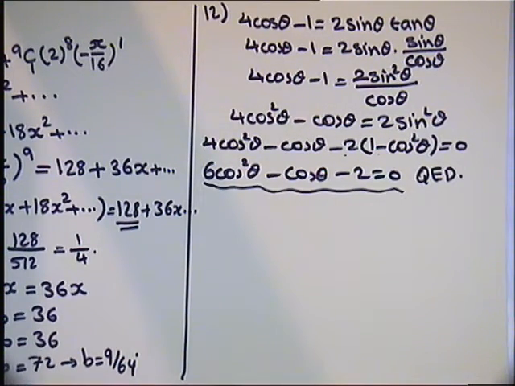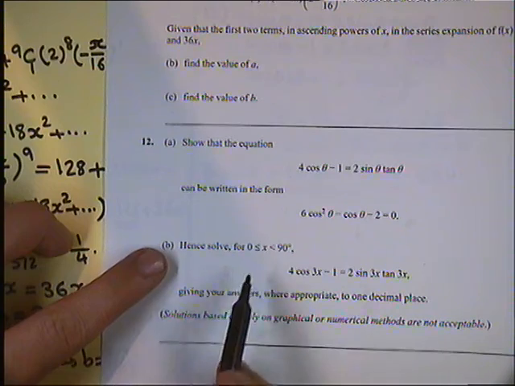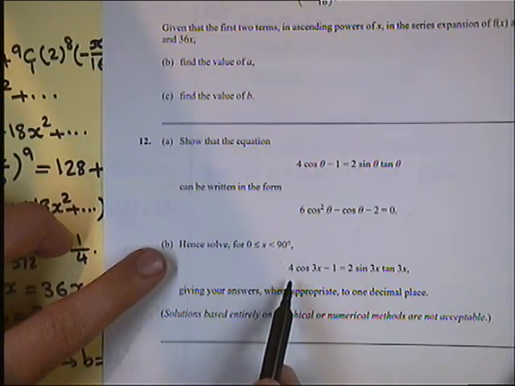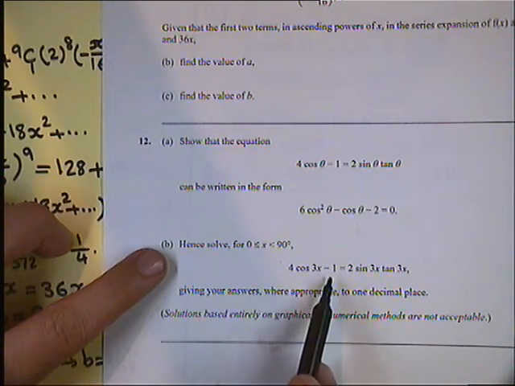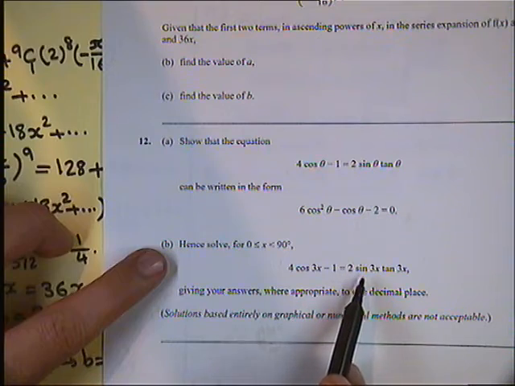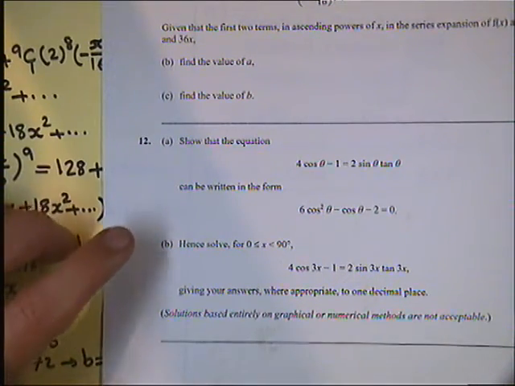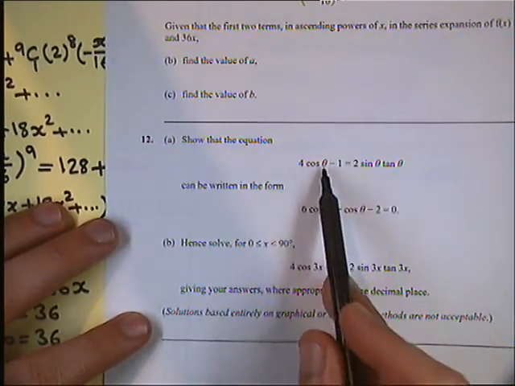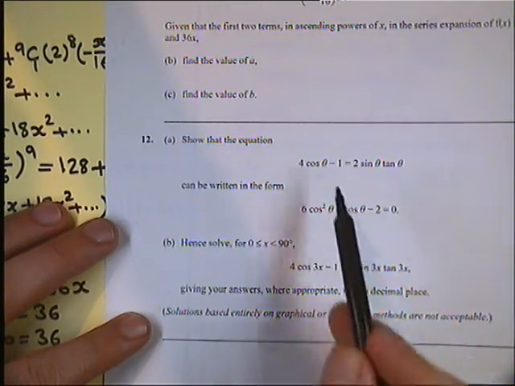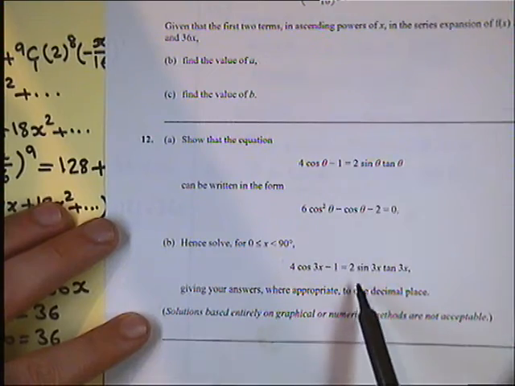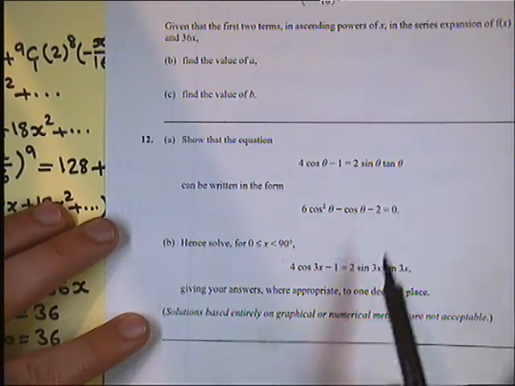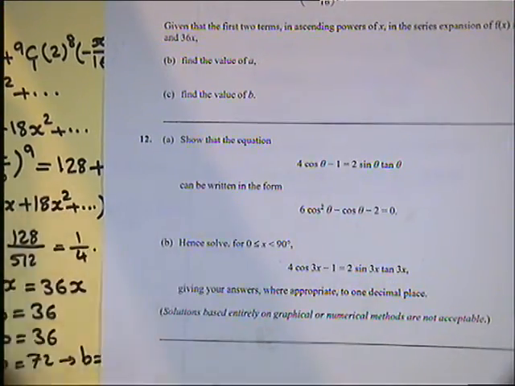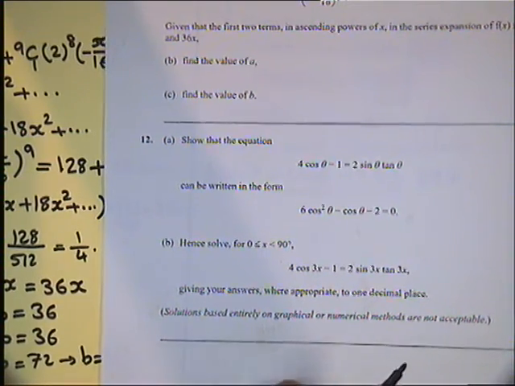Okay, next part of the question. Let's see what it's asking for. Hence solve for x between 0 to 90, 4 cos 3x minus 1 equals 2 sine 3x tan 3x. Okay, it is very similar to the previous one. In the previous one, we've got 4 cos theta. Here we've got 4 cos 3x minus 1, 2 times sine 3x, tan 3x. So the only difference is here, theta has been changed to 3x.